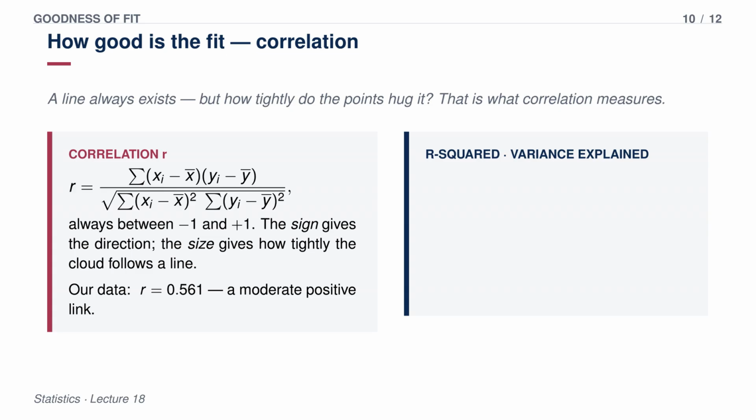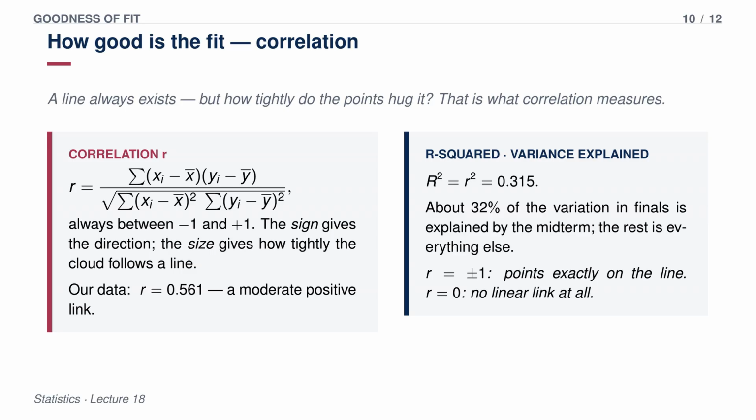That's what correlation measures. R equals the sum of xi minus x bar times yi minus y bar over the square root of the sum of xi minus x bar squared times the sum of yi minus y bar squared. R is always between -1 and +1. The sign tells you the direction, positive here, since finals rise with midterms. The size tells you how tightly the cloud follows a line. Our data, R equals 0.561, a moderate positive link, not a tight one.